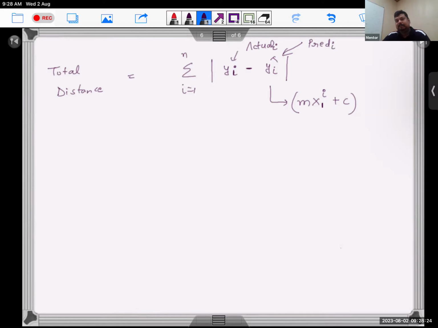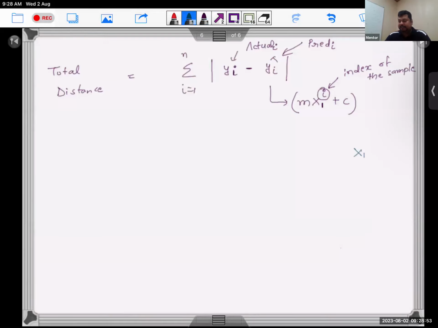Is the i in the power? No, the i is not in the power. The i is just to indicate the index number. Because x1 is my feature, I'm writing it as x1, not as x. So i is not the power, i is the index of the sample. All right. Does that make sense? Yes. Okay.